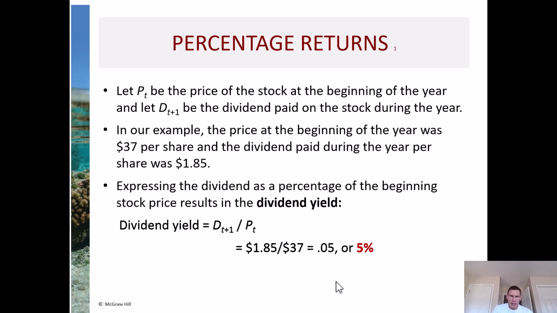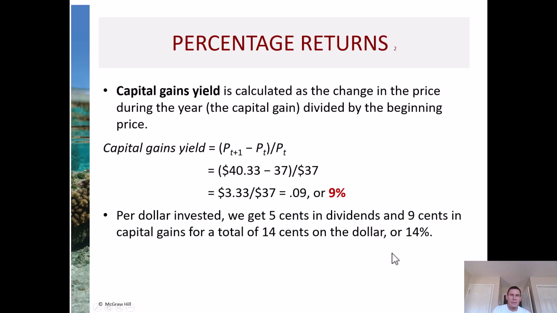So, speaking of percentage returns, let P sub T be the price of the stock at the beginning of the year, and let D sub T plus 1 be the dividend paid on the stock during the year. So in our example, the beginning of the year price was $37 a share, and they were paying a $1.85 dividend per share during the year. Expressing the dividend as a percentage of the beginning stock price results in the dividend yield. So the dividend yield equals D sub T plus 1 over P sub T. So just $1.85 over 37 equals 0.05. So the dividend yield is basically 5% of the stock price.